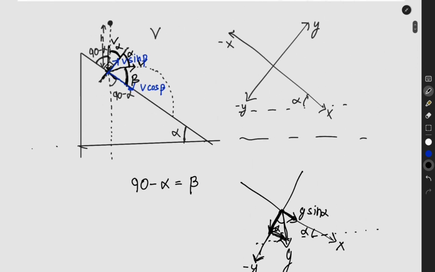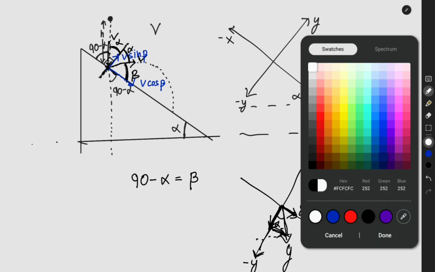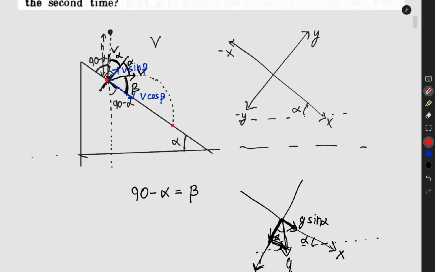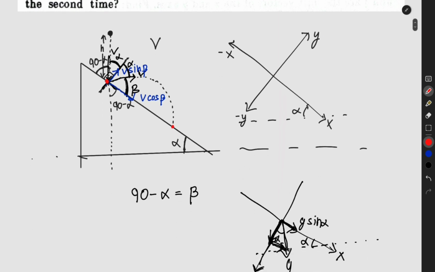Right? And now you see that when the ball hits the inclined plane, let me choose another color, red. Yes, okay. When the ball hits the inclined plane at this position, the question is asking us: the ball rebounds elastically off the inclined plane. At what distance from the impact point will the ball rebound for the second time? So it's actually asking us this distance.